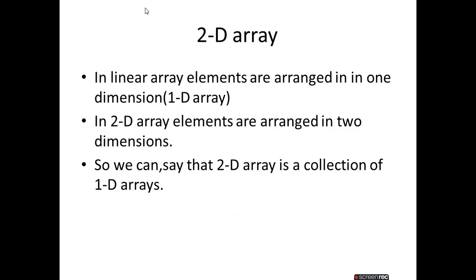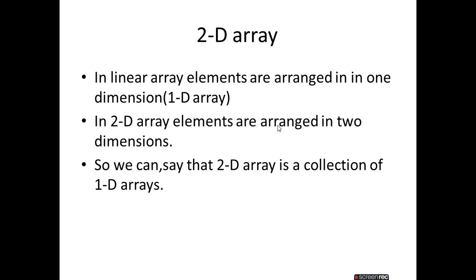Now first, what is a 2D array? I will explain it through the array we discussed earlier, the one-dimensional array. That means a linear arrangement, where elements are arranged in a linear order. There is no horizontal and vertical storage, just one way of storing. This is a one-dimensional array.